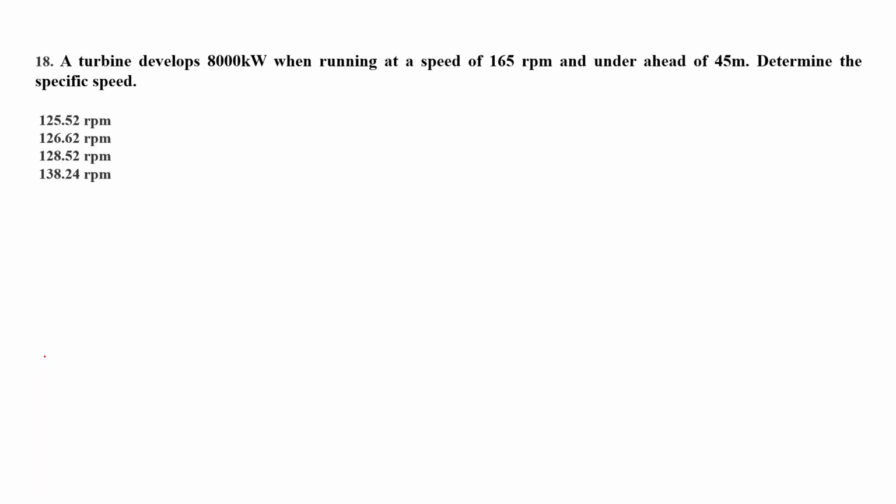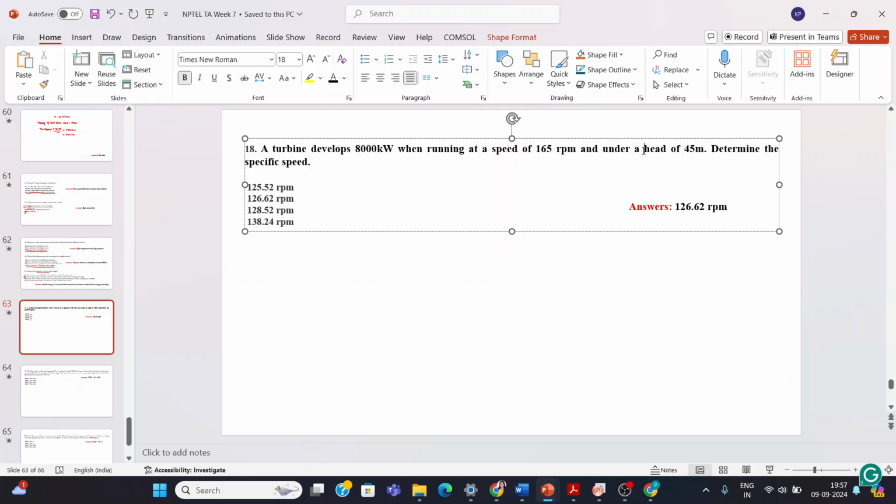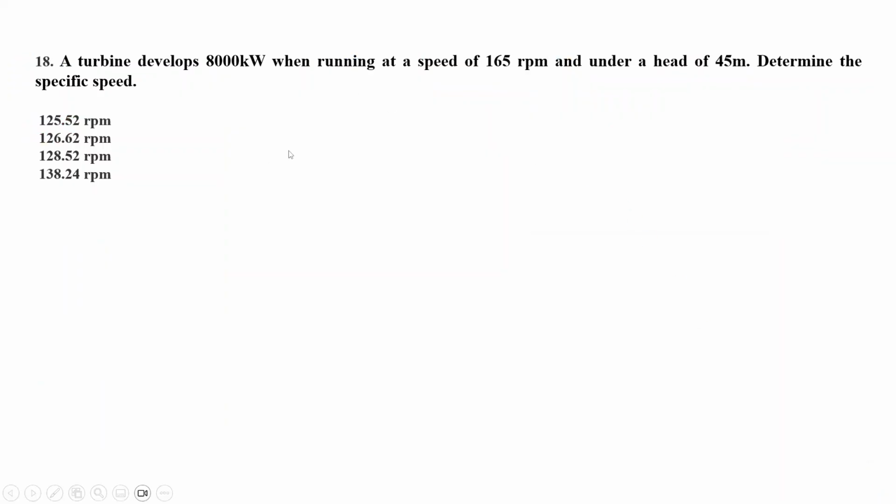Coming on to another numerical question: a turbine develops 8,000 kilowatt when running at a speed of 165 rpm and under a head of 45, just a second. Determine the specific speed. So as during the theory part, we have seen the specific speed formula.